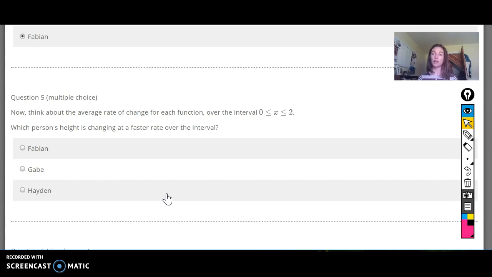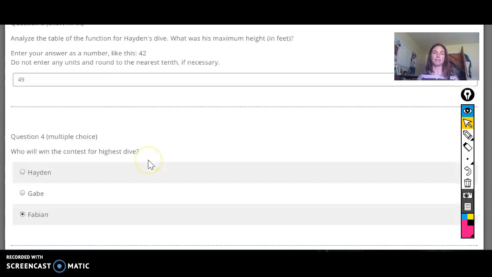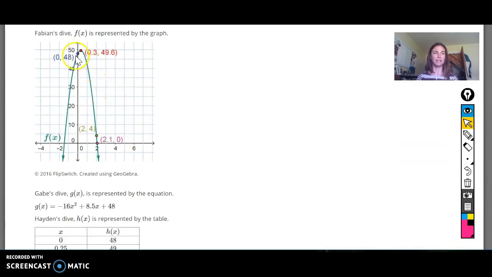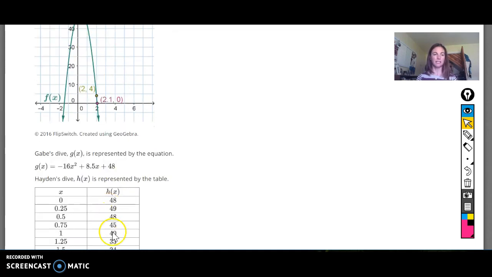And so they all start at that 48 feet. Okay, we can tell that from the graph. There's an initial 48, and this value at the end of Gabe's equation is also a 48. So we know they all start at 0 and 48 feet, but then who has the fastest rate of change? To me, that says who hits the water first.